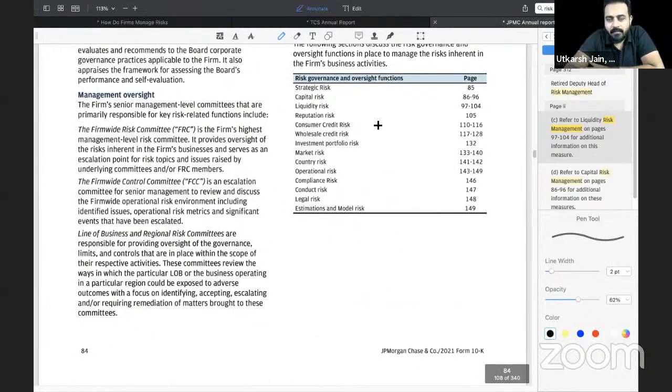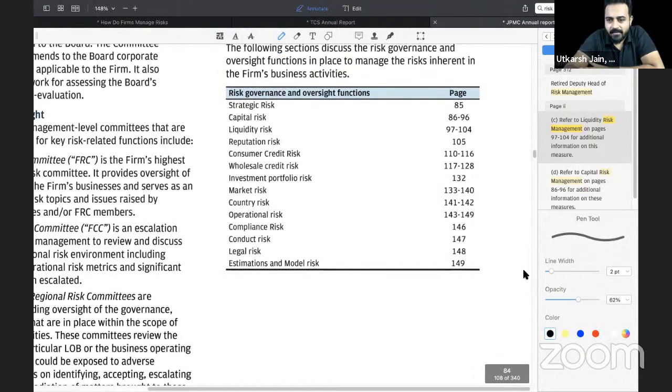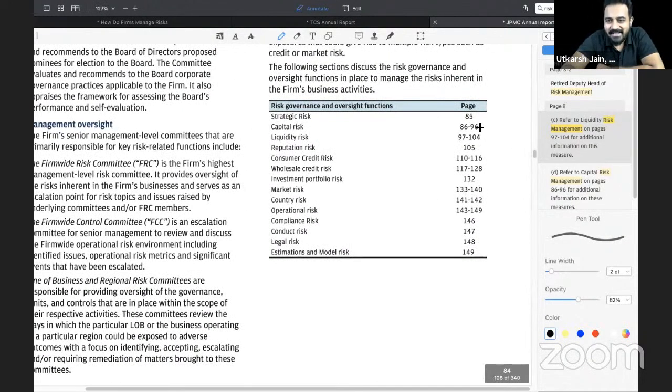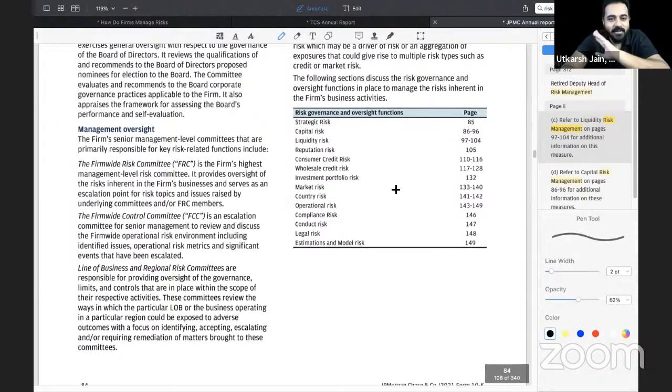These are the list of risks that they've identified. Obviously in a banking annual report, you will expect risk to be substantially more granular, given substantially more weightage. So they have strategic risk, capital risk, liquidity, reputation risk, consumer credit risk, wholesale credit risk, investment portfolio, market risk, country risk, operational, compliance, conduct, legal, estimation, and model risk. So roughly about how many pages? 65 pages in a 300 page annual report devoted only to risk management.